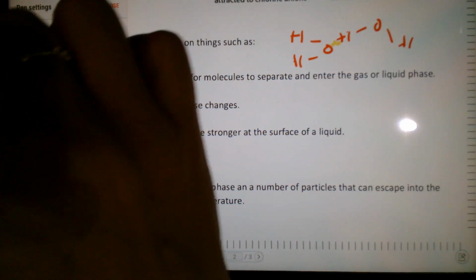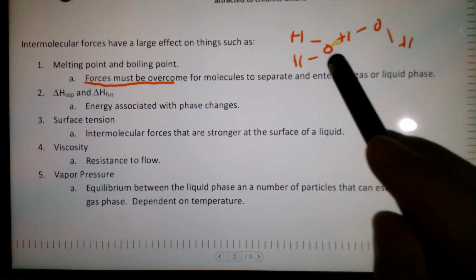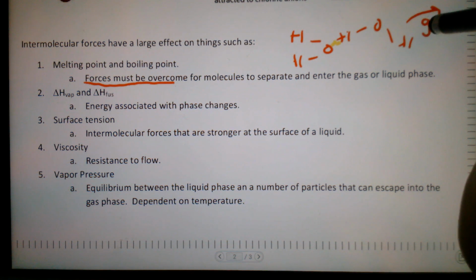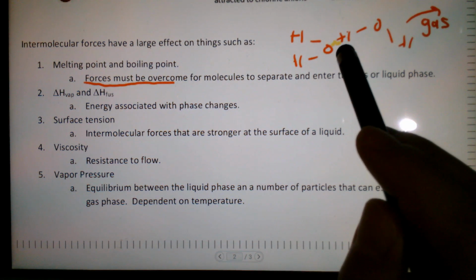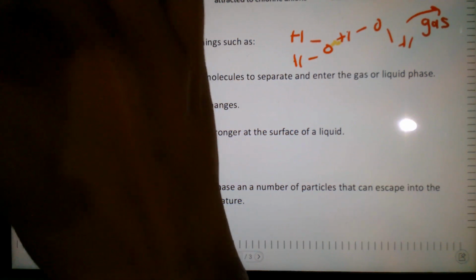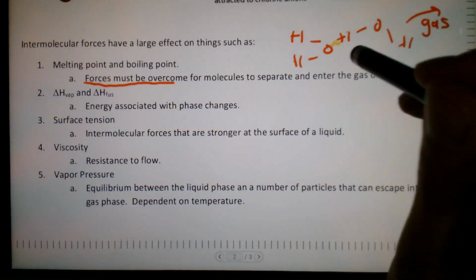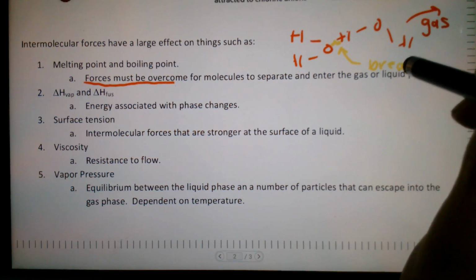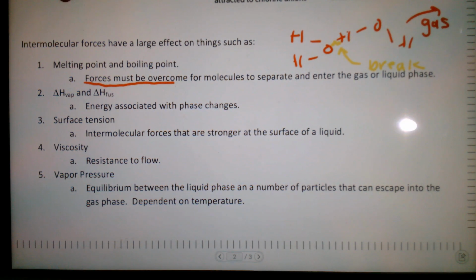So if I wanted to boil water, so I wanted this water to be able to escape into the gas phase, I'm going to have to break this interaction. I'm going to have to physically separate these two water molecules in order to get the molecules to separate out into the gas phase. So forces must be overcome for molecules to separate and enter the gas or liquid phase.